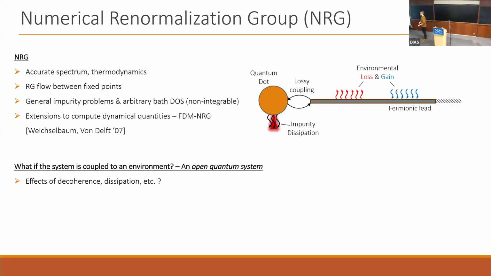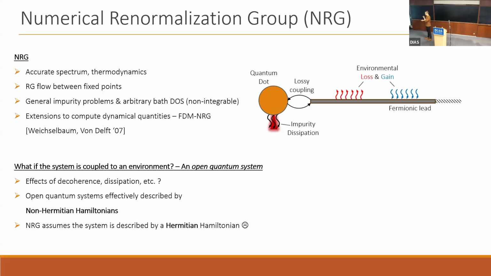But what if your system is now coupled to an environment? So what if your impurity has some dissipation into an environment? What if your lead has some dissipation into an environment? That kind of thing. Okay. This is now an open quantum system. So what if you want to solve a quantum impurity problem that's now open? You want to include some effects of interference or dissipation or something like that. Okay. So open quantum systems like these can actually be effectively described by non-Hermitian Hamiltonians. So that's going to be described in a minute.